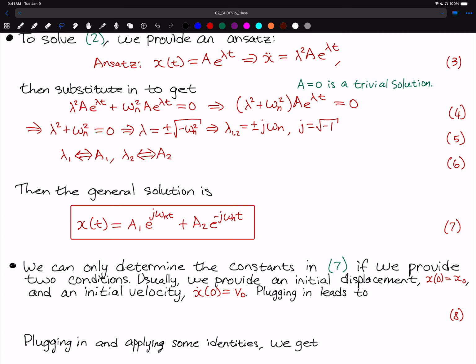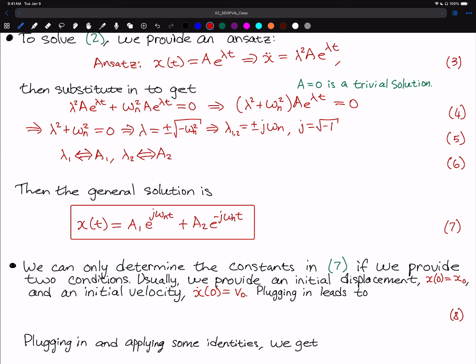That means that we need to specify what x of t is at two values of t, or we need to provide some conditions on the velocity or the acceleration or the jerk, which would be the derivative of the acceleration, or whatever you want to consider. You need to provide some conditions in order for us to be able to find those constants.